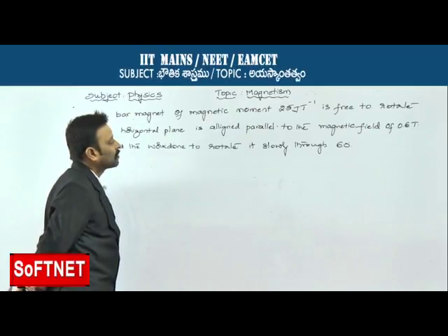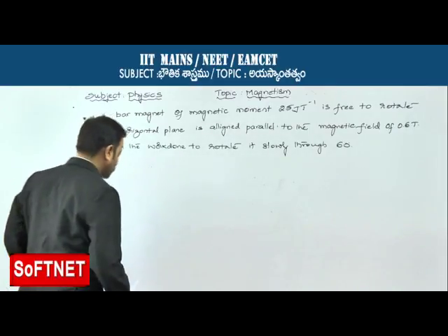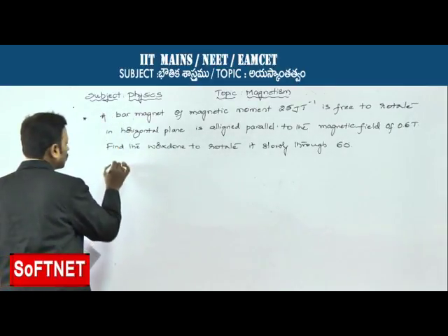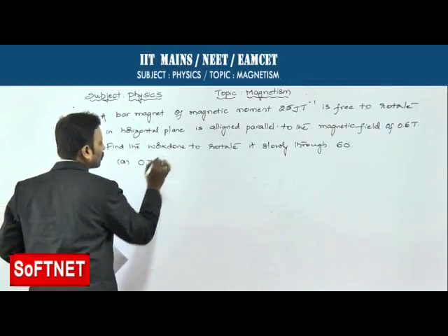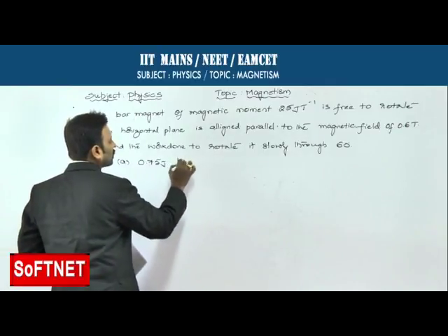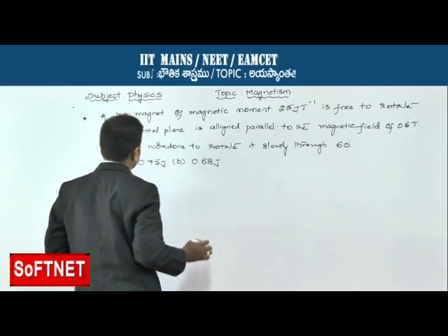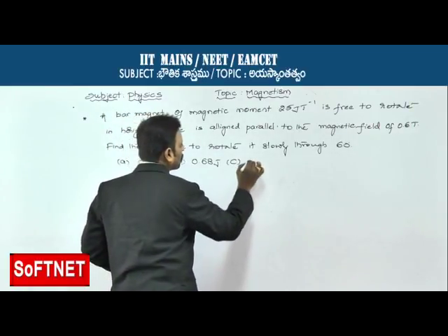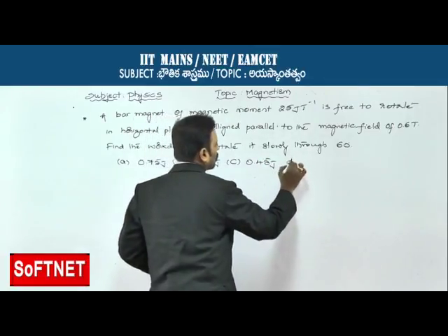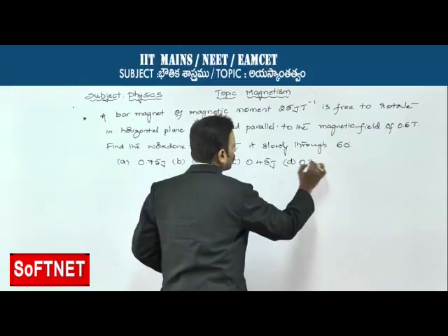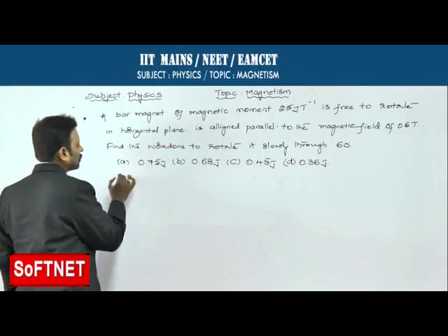Find the work done to rotate it slowly through 60 degrees. The given options are: first one, 0.75 joules; second one, 0.68 joules; third one, 0.45 joules; and the last one, 0.36 joules.